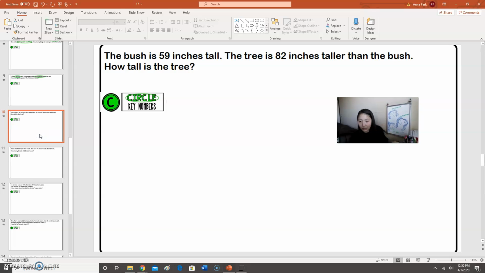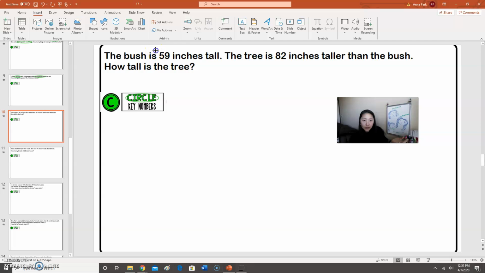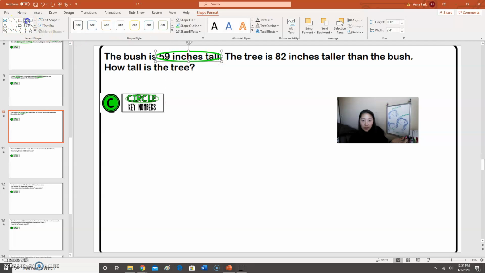So when you understand what's going on, why don't you go to the first CGI problem and circle it, so that when we come back to this and we start on actually doing the correct ones, then we can actually go, hey, I actually did this before. So why don't you go into your new packet and try to circle the important information. So this one is, the bush is 59 inches tall. 59 inches tall. Next one is, the tree is 82 inches taller. Inches, I'm just going to do inches.